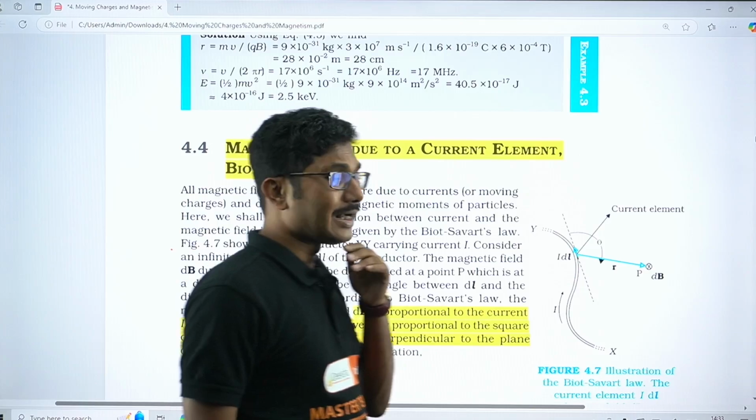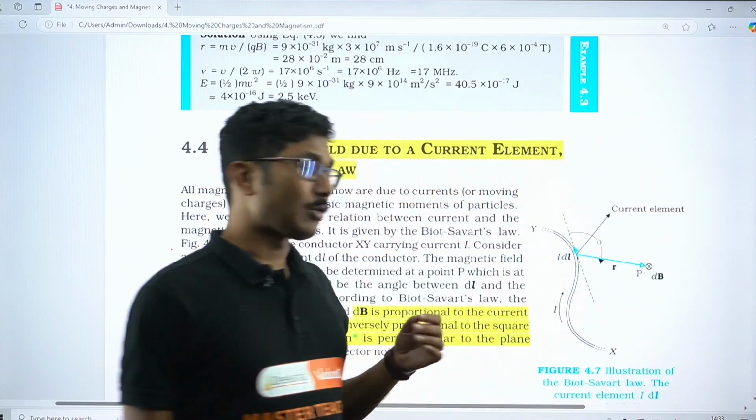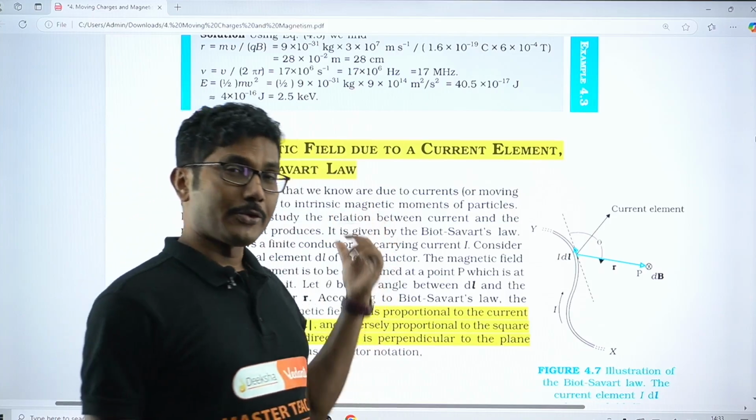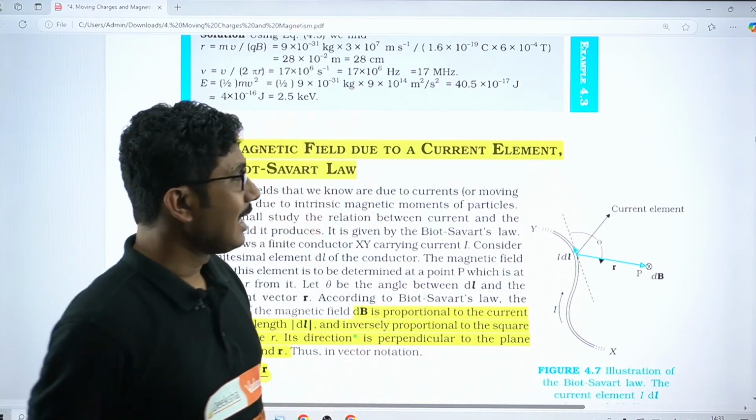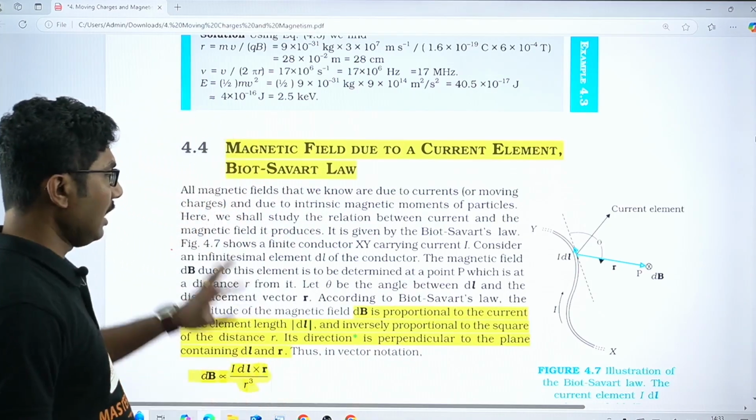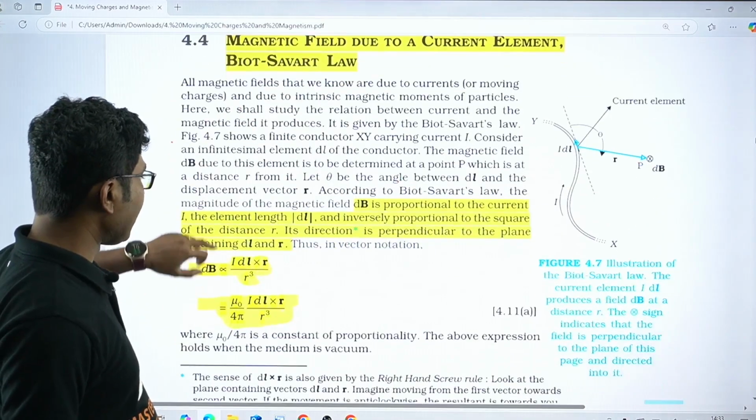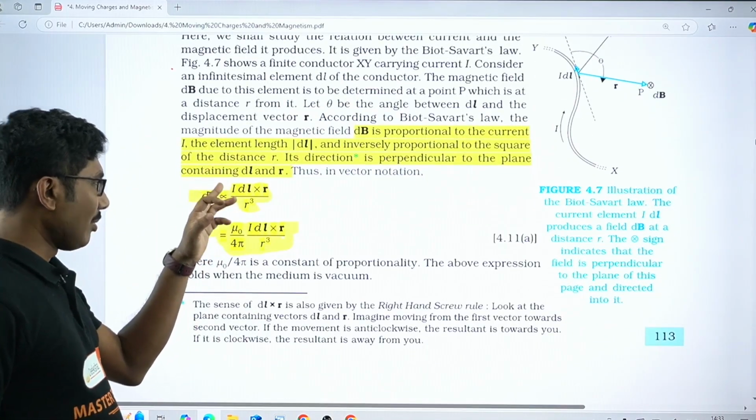Some students write current element I dl, which is also fine. Or you can directly mention proportional to the length dl, proportional to current I, proportional to the sine of the angle theta, and inversely proportional to the square of the distance. That is the Biot-Savart law, and it is written as dB is proportional to I dl sin theta by r square.